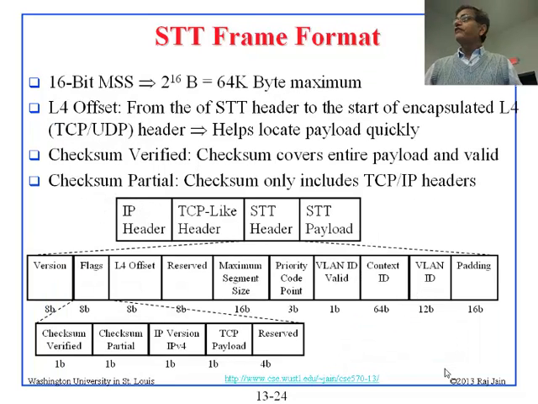All right, the frame format. So, 16-bit MSS. Since the maximum segment size in TCP is 16 bits, you cannot send any more than 2 raised to 16 bytes, which means 64 kilobytes. So they have set it, that is the packet size.